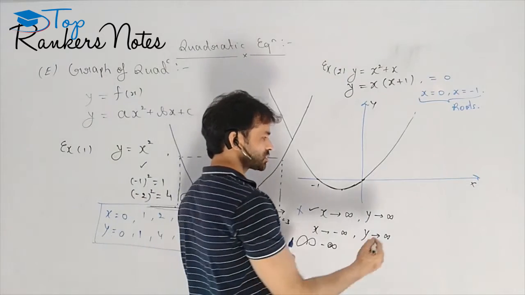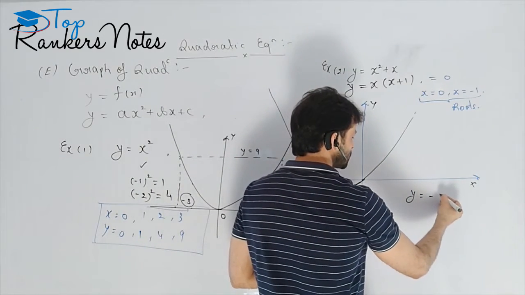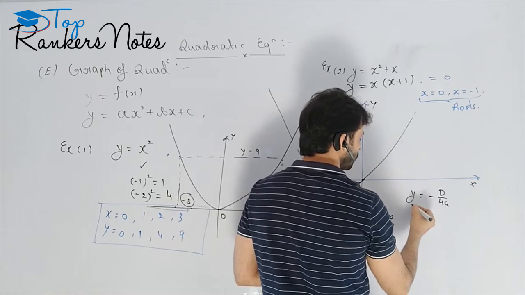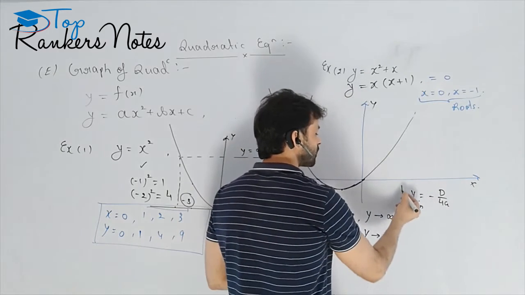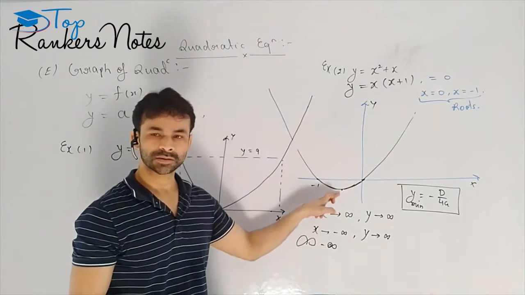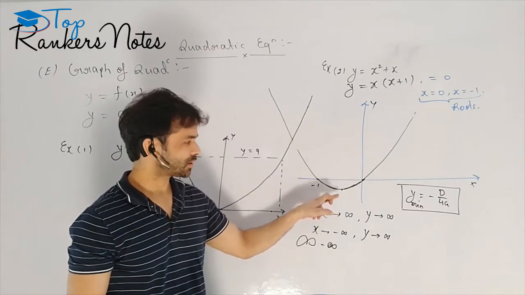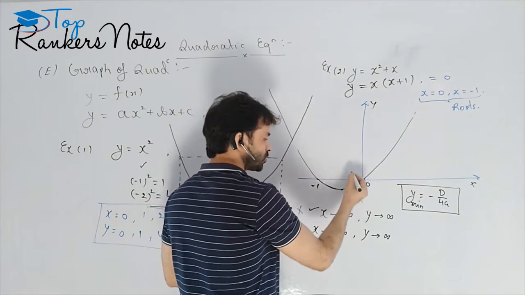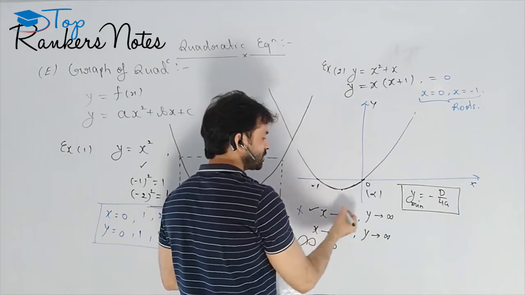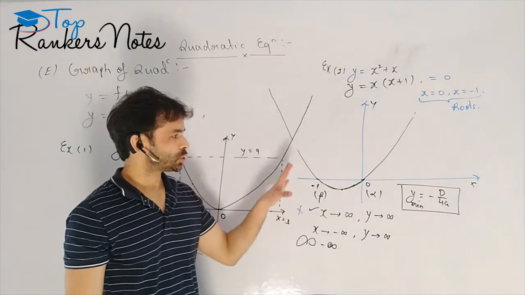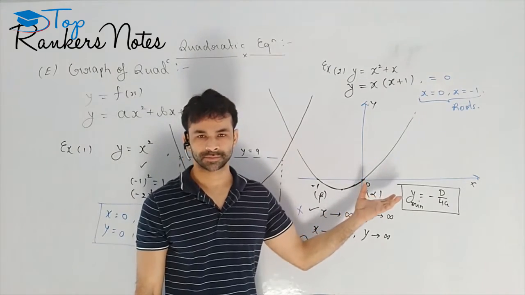And that was, if you remember, minus D by 4a. The minimum value of y, y is equal to minus D by 4a. And this is minus 1 and 0. You can say one root alpha and the other root beta. So the graph is like this.